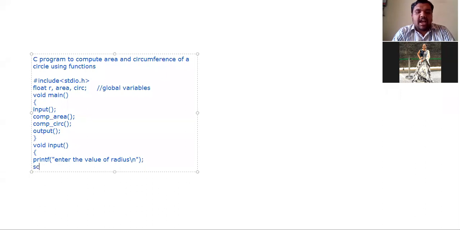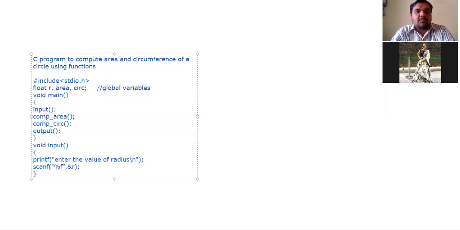Next one. So scanf. Read the value of radius. So it is a floating point value, so that's why take up %f, comma, &r. That's all. This is for your input function. So we are successfully done with reading the input value.